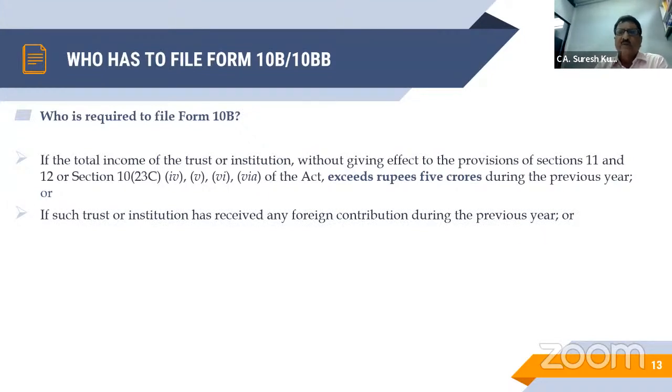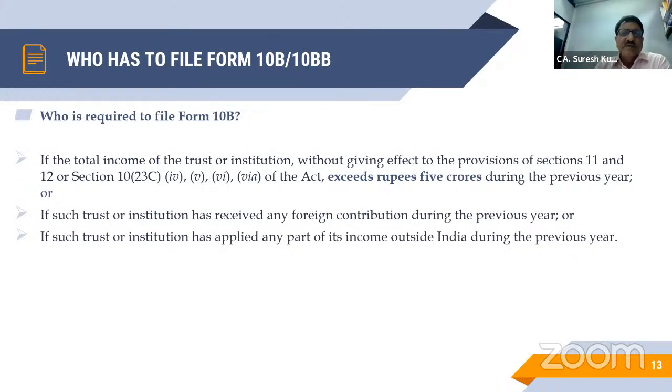Suppose in your case, your total income is say less than 10 lakhs, but you have received rupees 1 lakh by way of foreign contribution, then in spite of your having receipts of less than 10 lakh, you are subject to 10B because you have received foreign contribution. Or if such institution has applied any part of its income outside India during the previous year. Meaning thereby the 10B is applicable if any of these conditions is satisfied: if your income exceeds 5 crore, or you have received a foreign contribution, or you applied any income outside India.